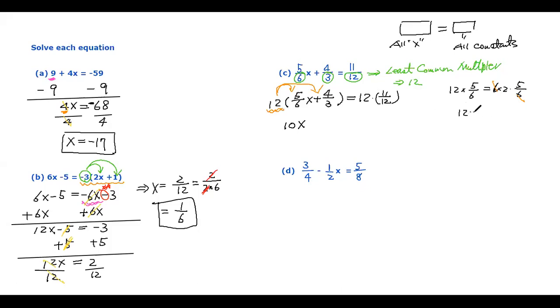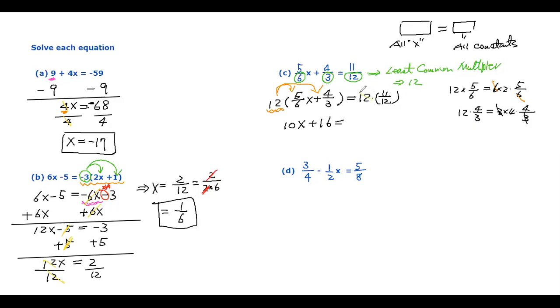So the 12 times 4/3, let's see what happened. 12 is 3 times 4, right? Times 4/3. 3 and 3 cancel, correct? So what I have here is a 16. So far, so good? Okay, so now on my right-hand side, 12 times 11 over 12.